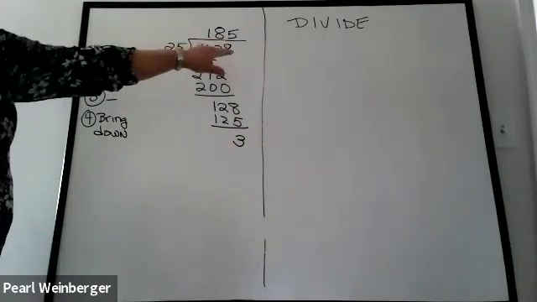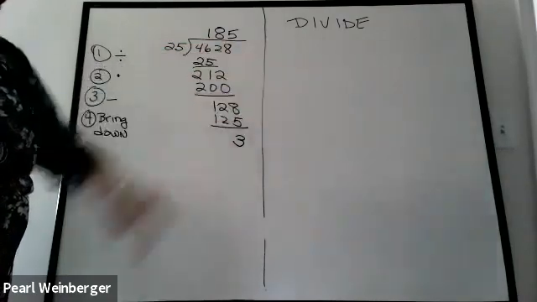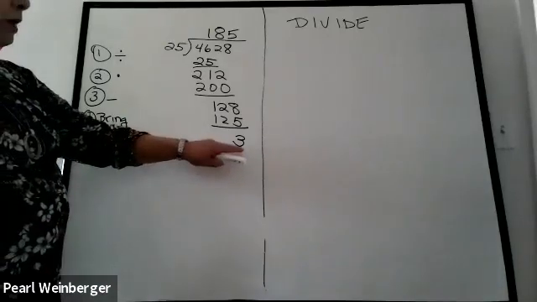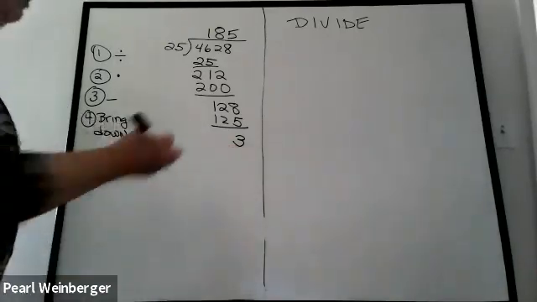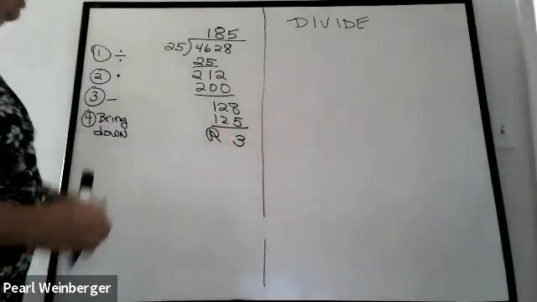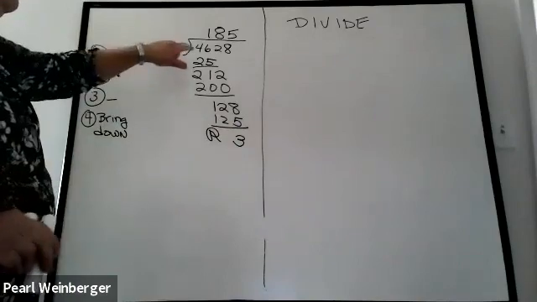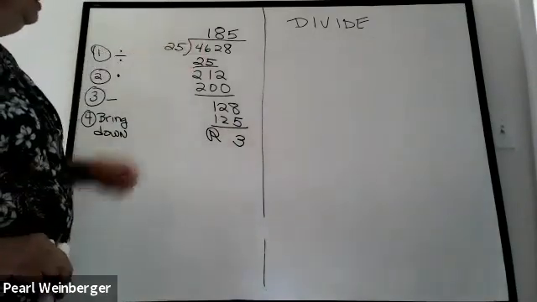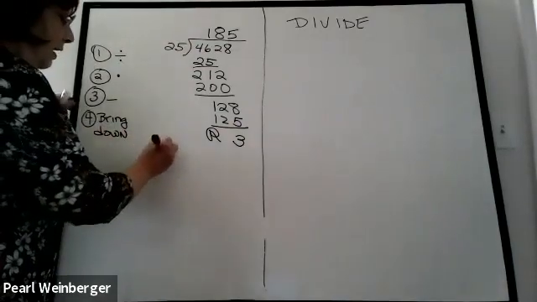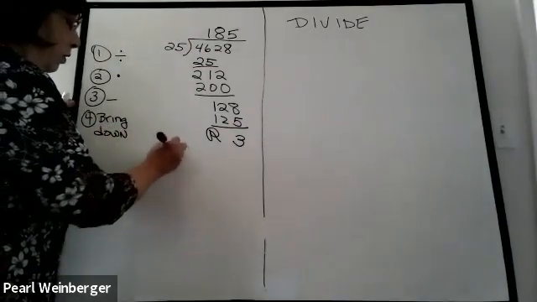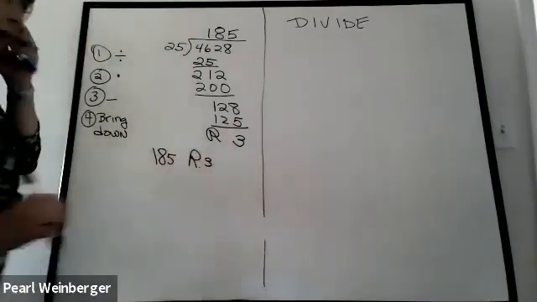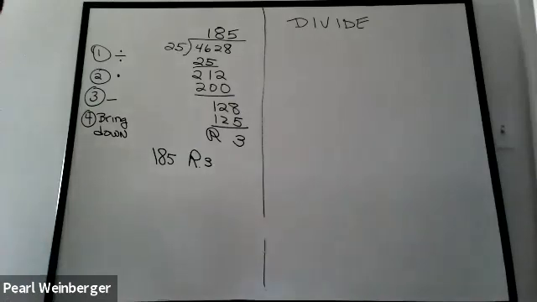What sometimes we do is we put a decimal point and then we keep continuing. But what I want to do is talk about this number. This is what we call the remainder. In other words, if I divide 25 into 4,628, I get as my quotient 185 with a remainder of 3. It didn't go in evenly. I had 3 left over.